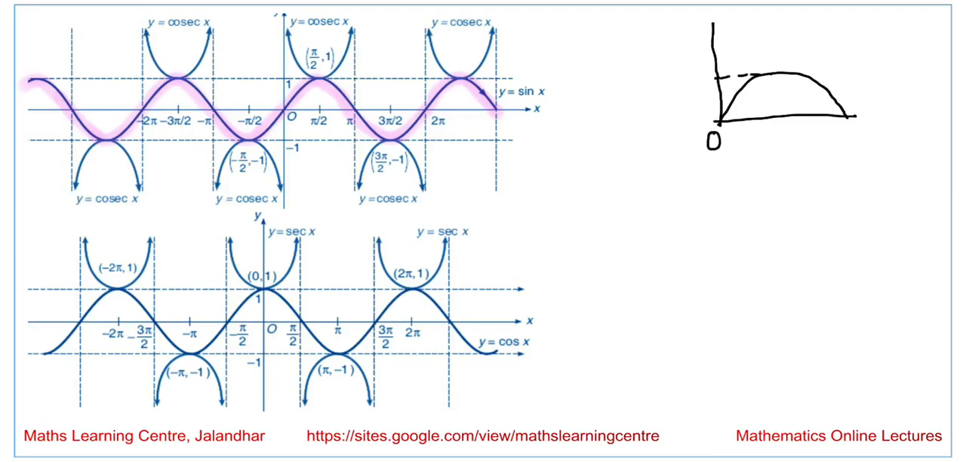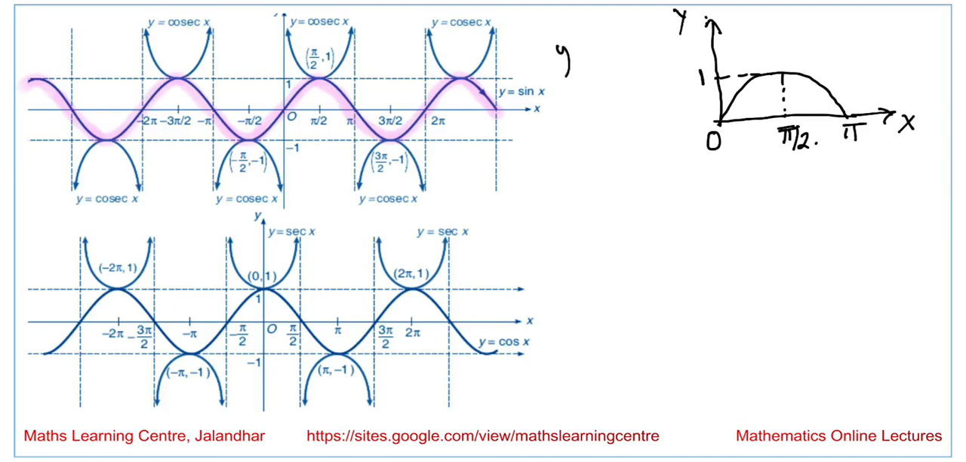We are saying when the value of x is 0, it is 0. At this point, when the value of the angle is pi by 2, the answer we obtain is 1, and when the value of the angle is pi, the answer we obtain is 0. This is x axis, this is y axis.